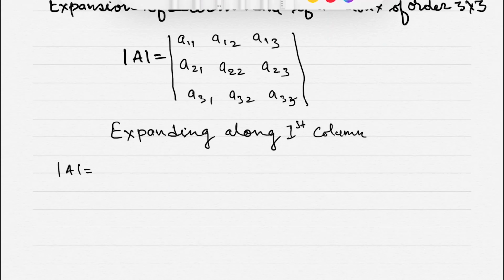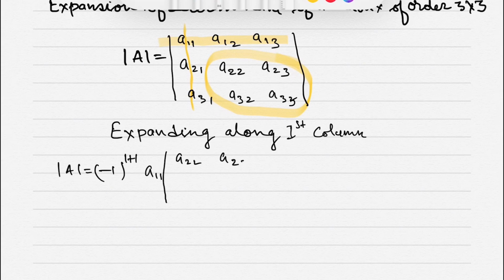Determinant A is equal to minus 1 to the power 1 plus 1 into A11. As our key element is A11, we'll hide the first row and the first column, and we'll multiply this key element with the determinant obtained by hiding the first row and first column of the 3 by 3 determinant. The determinant we obtained is this: A22, A23, A32, A33. Plus minus 1 raised to the power.